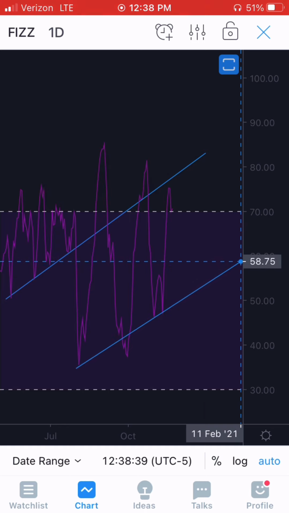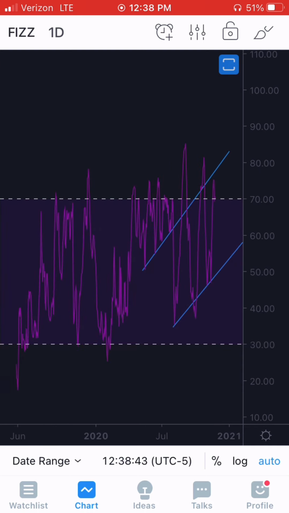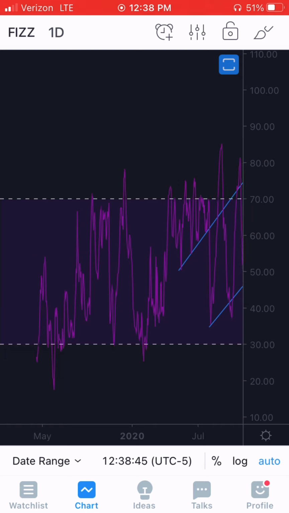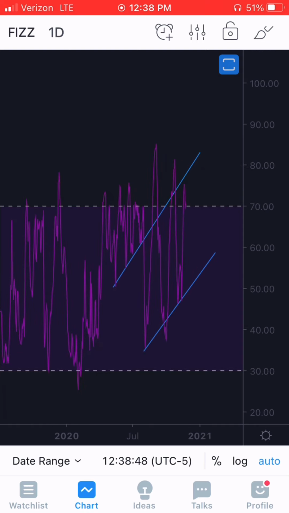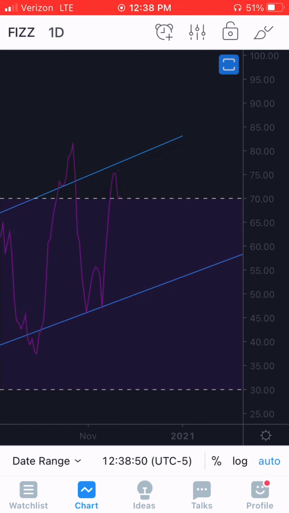So right now we're in some kind of rising channel, and we've been playing it a lot where we break out of it a little bit, come back in, break out of it a little bit, create bearish divergence, come back in, create bearish divergence.